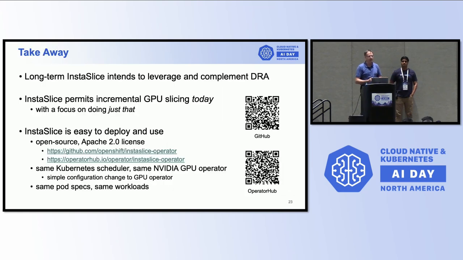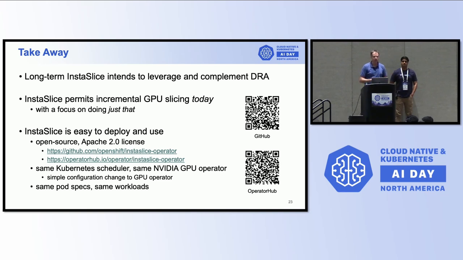What that means is that long term, we expect InstaSlice and DRA to merge and be combined together, with InstaSlice in particular providing ease of use on top of whatever the DRA API is. But as of today, you can use InstaSlice. DRA, you have to wait.